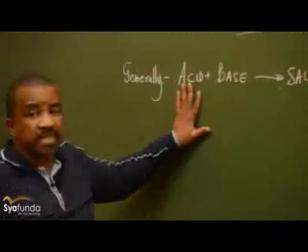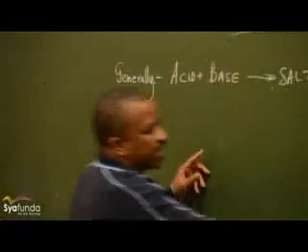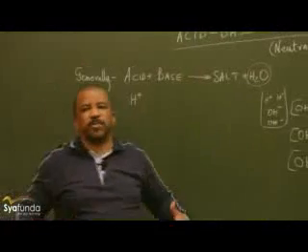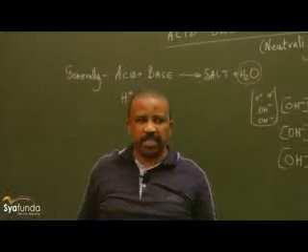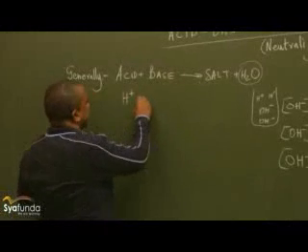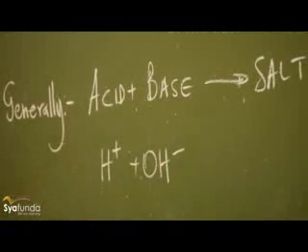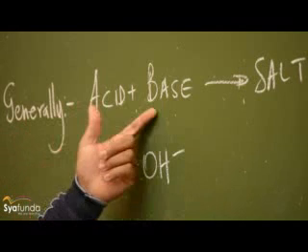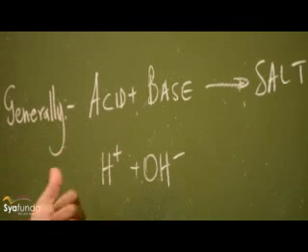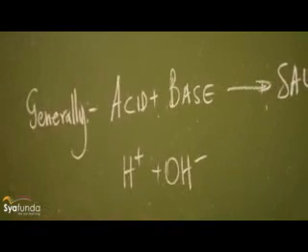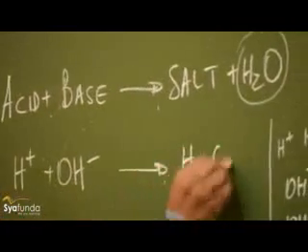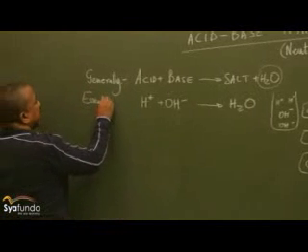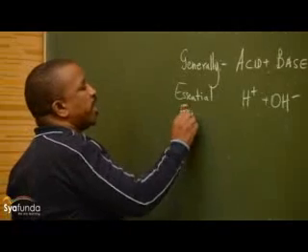Now, how do we identify an acid? We identify an acid by the H plus. If a solution has plenty of H plus, we see that it is an acid. How do we identify a base? According to Arrhenius, it's OH minus. So from an acid you need H plus, from a base you need OH minus. If H plus reacts with OH minus, it forms H2O. This is known as the essential equation.